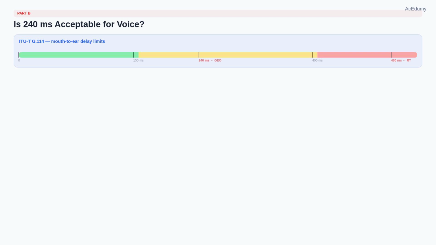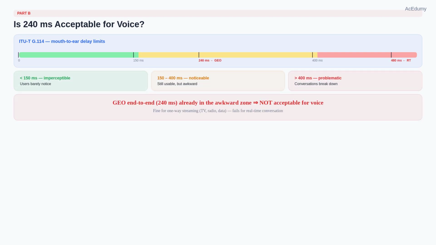Part B. Is this delay acceptable for voice? The short answer is no. The ITU standard G.114 sets the limits for mouth-to-ear delay. Under 150 milliseconds, users barely notice. 150 to 400 milliseconds, noticeable but still usable. Above 400, conversations become awkward. Our GEO one-way end-to-end delay is 240 milliseconds, already well into the awkward zone.